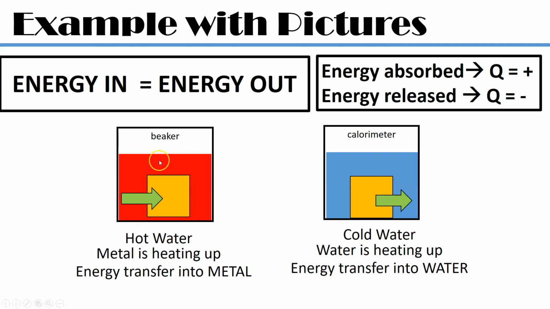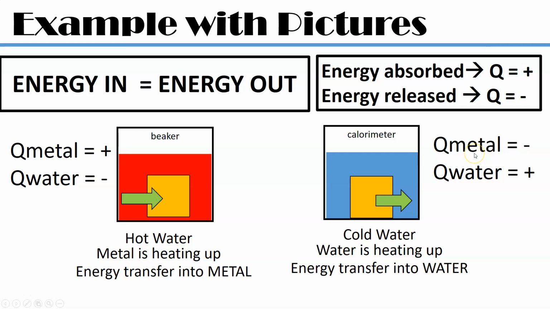So if we heat up a piece of metal over here in some hot water in a beaker, the metal will be positive in this case because the metal is absorbing, right? The water is releasing its energy, so it'll be negative. Over here in our calorimeter, now the metal is hot and it's cooling down and the water is getting warmer. So the metal will be negative, the water will be positive. So depending on the little story of the problem, you may end up with different algebraic signs.